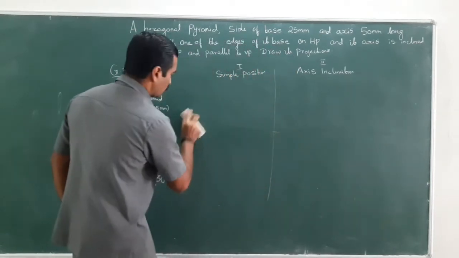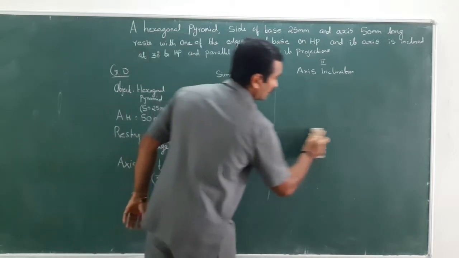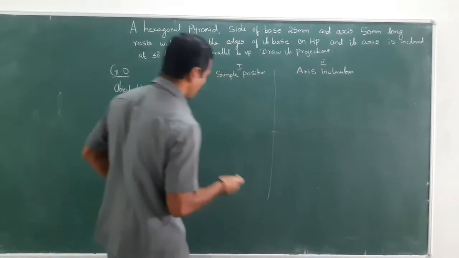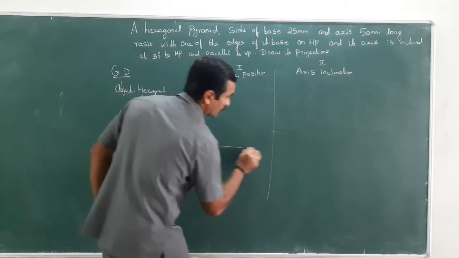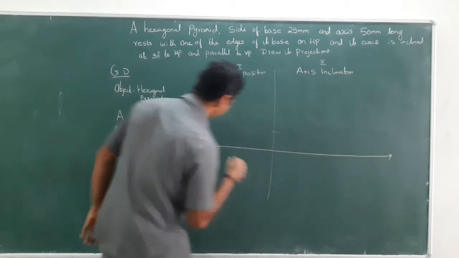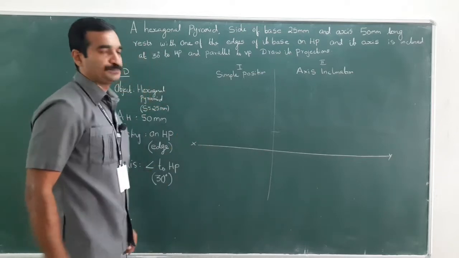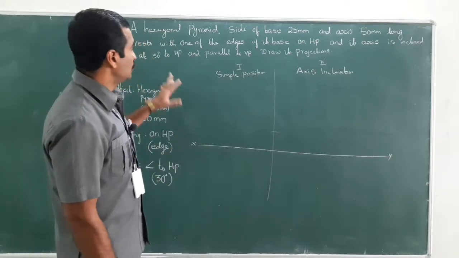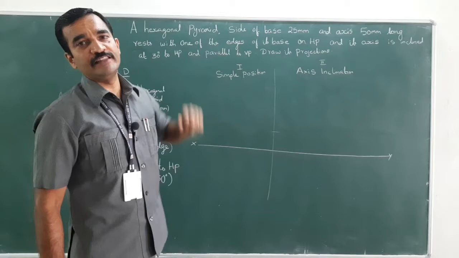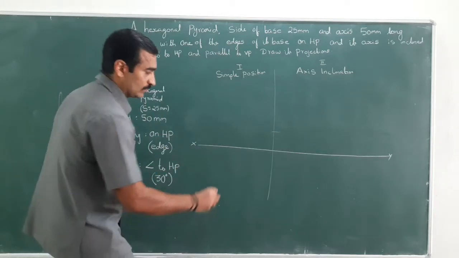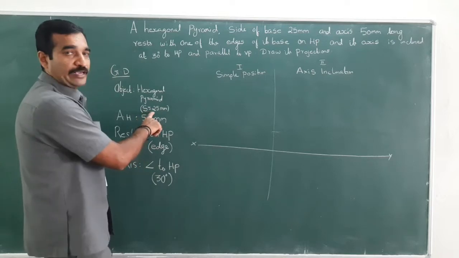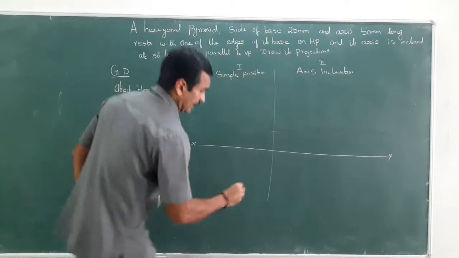So let me draw the reference line a little bit lower. The reason is that the true shape would be visible on HP, so the slant height would be above the reference line. Therefore, I just draw XY here. Right. So how is it resting? With one of the edges. The edge should come on the right hand side, of side 25 mm.